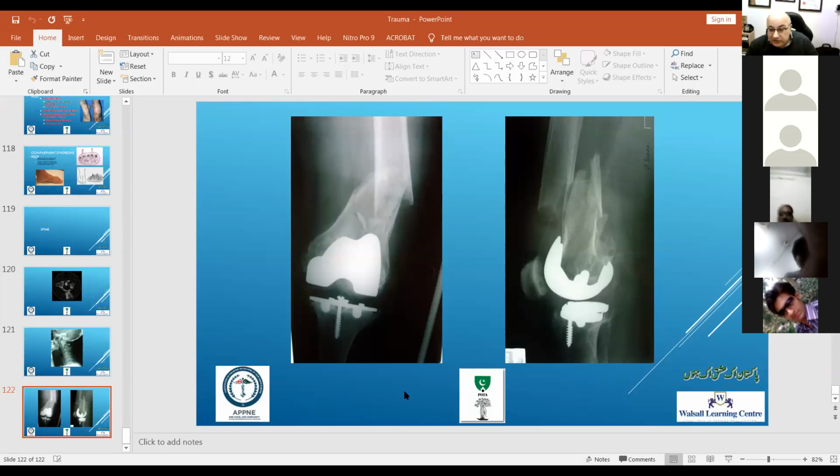Go on then, this is especially for you, Satish. What is this? This is a gentleman who is 89 years old and he's come with something like that. He's had a fall from his bed.